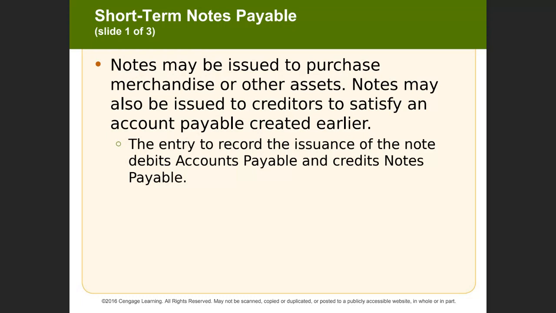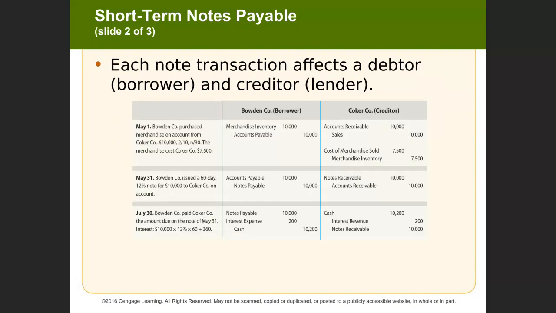Notes may be issued to purchase merchandise or other assets. Notes may also be issued to creditors to satisfy an account payable created earlier. The entry to record the issuance of the note debits accounts payable and credits notes payable. So the journal entry that you would use to record the issuance of a note, you would debit your accounts payable and credit your notes payable accounts. Each note transaction affects a debtor and a creditor. So here we have a couple of examples.